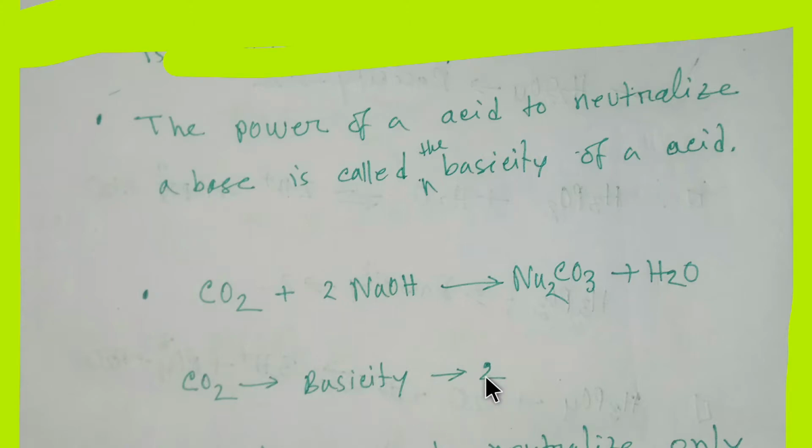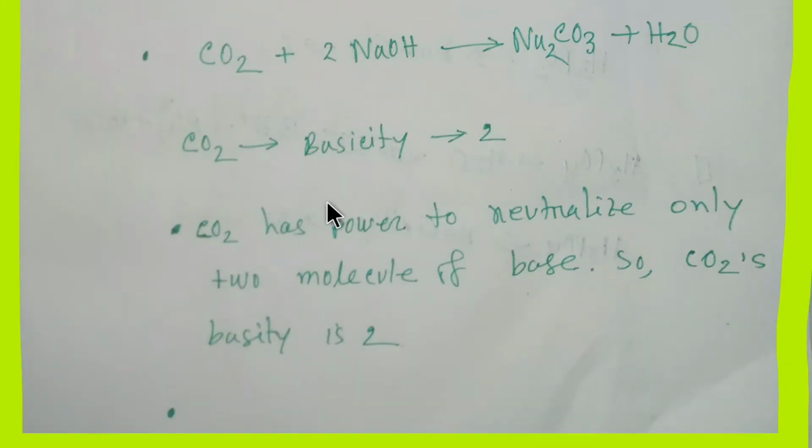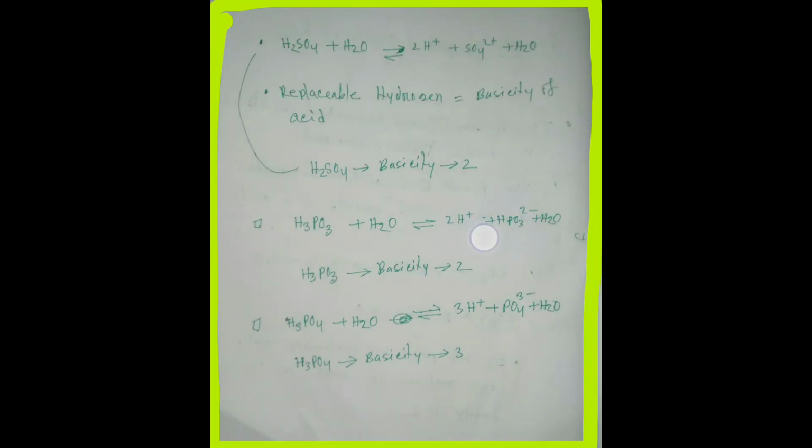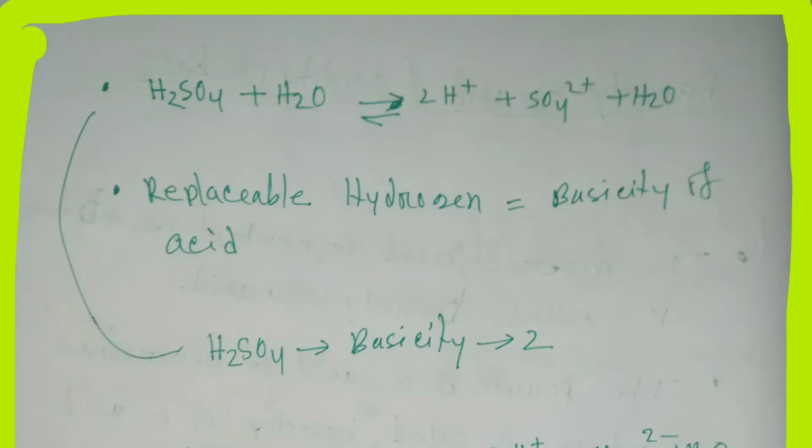I hope I have made you understand these things clearly. Here carbon dioxide has power to neutralize only two molecules of base, that is sodium hydroxide. So carbon dioxide's basicity is 2. This is not so hard.